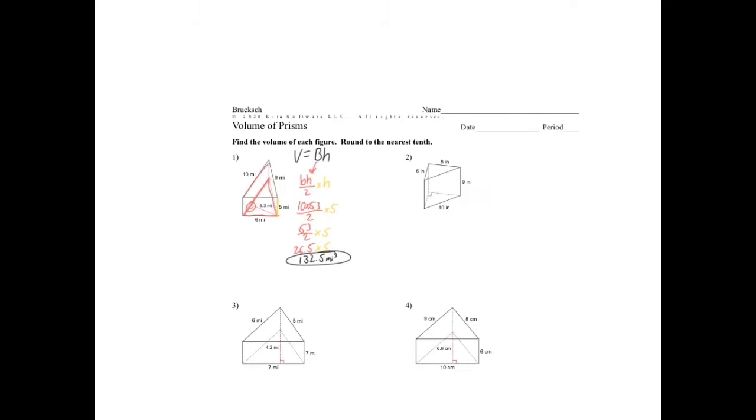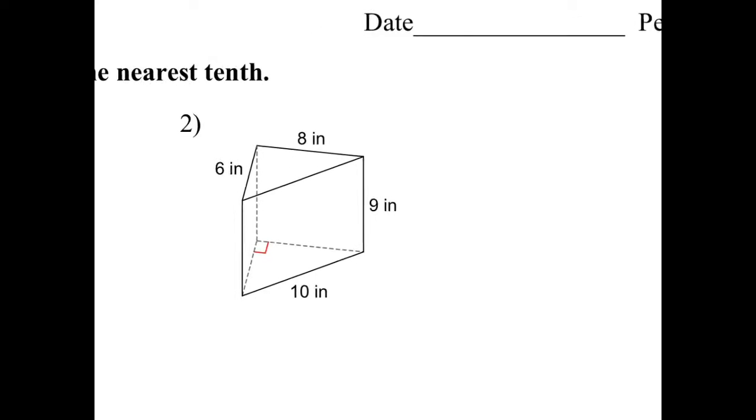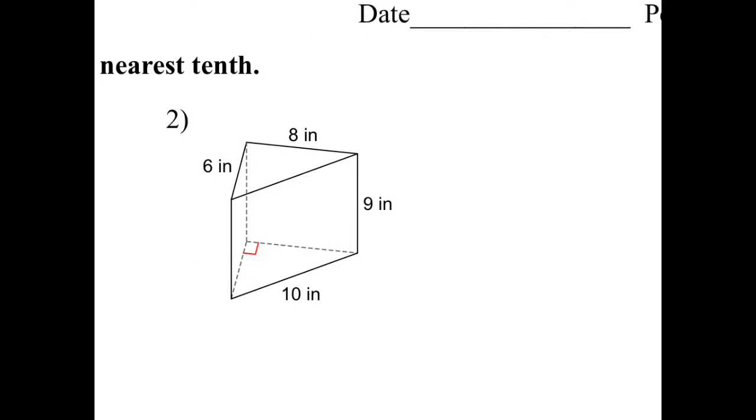Take a look at number 2. Again, same formula. Volume equals area of the base times the height. Our base, down here this time, and I could use the top one, it actually would not matter. And I'm going to look for my area of my base. It is a triangle, so I'll do base times height divided by 2, and then we'll multiply by the height.